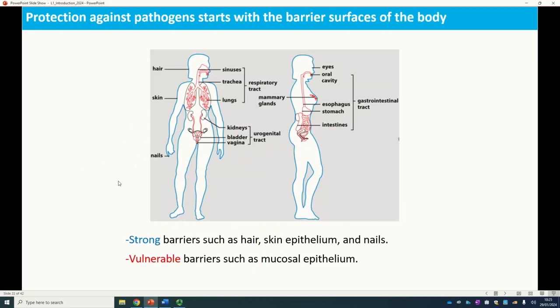In terms of the barriers, this diagram is just showing you some of the strong barriers. So in blue, it's highlighting hair, skin, epithelium, as well as fingernails. These are our really strong, robust barriers. And then in red, it's showing you vulnerable barriers. These will be your mucosa. So you can see we've got our oral cavities, our lungs, so the respiratory tract, the urogenital tract, as well as the GI tract. These are all somewhat vulnerable and need protection from the immune system.